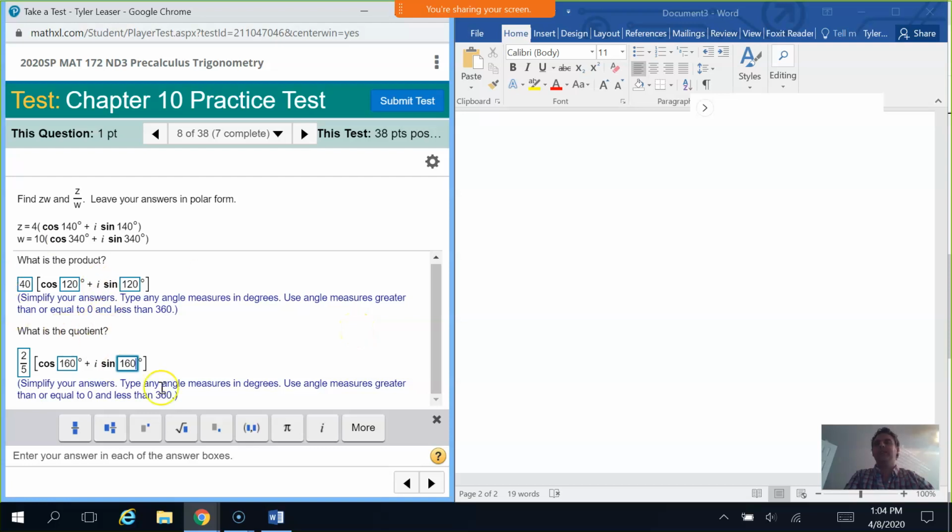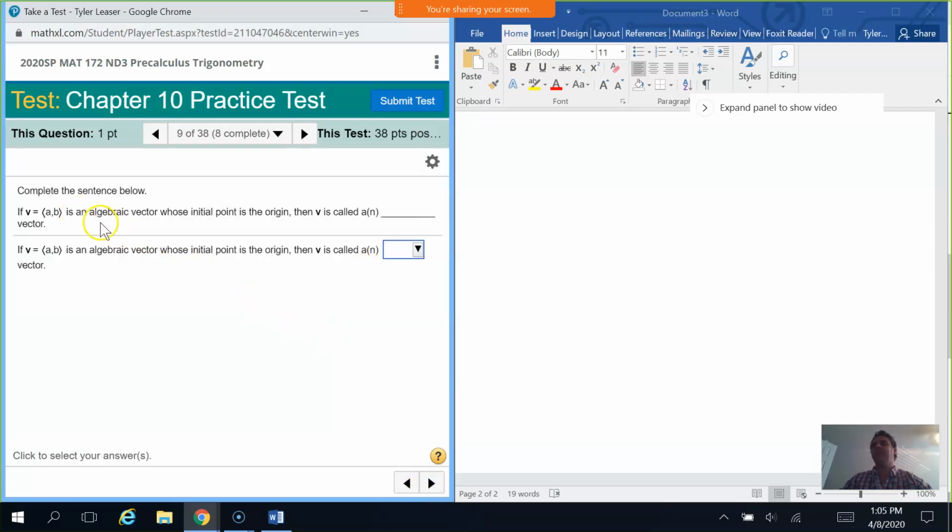All right, and that's all there is to that. Does that make sense? Any questions about that one? So for the multiplying, you just multiply the R's, right? Yeah, that's the R's. And then just add the angles. Yep. And for dividing, you divide and subtract. That's all there is to it. Okay.